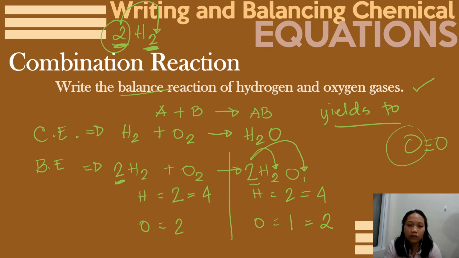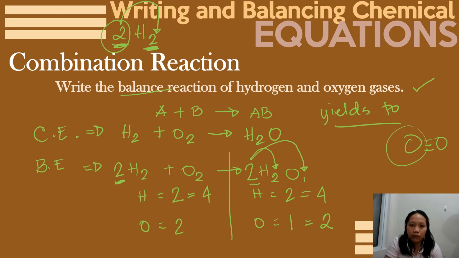How many atoms are there of hydrogen in the reactant side? So you have 2 times 2, that's 4. How about in the product side? That's 2 times 2, and that is 4. How about the oxygen in the reactant side? You have 2. While in your product side, you have 2 times 1, and that is 2. So that means our equation is already balanced.